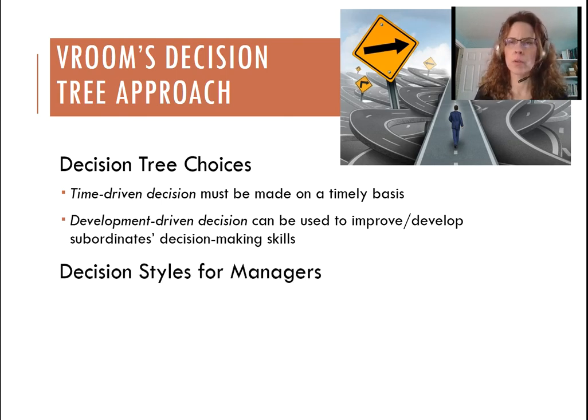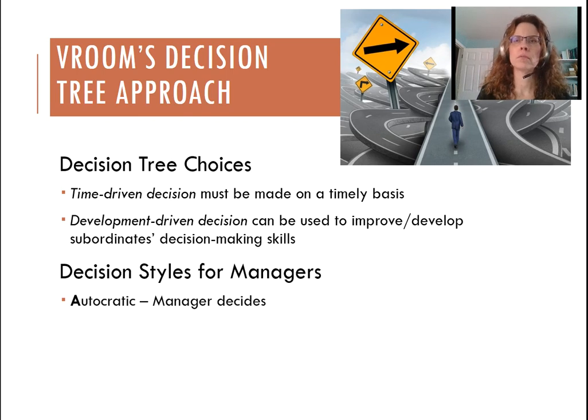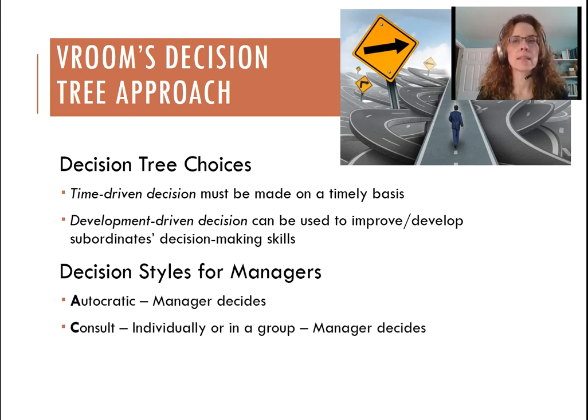The styles that we might use as a leader, as a manager, to make decisions, there are three. The first is autocratic, auto, self. Auto means the manager or the leader makes the decision. The second is consultative. Here, the manager or the leader consults with employees or followers, maybe one-on-one, that's individually, or pull them all together in a room, but ultimately the manager decides. So the manager or the leader consults with, solicits ideas from, but then the manager decides.